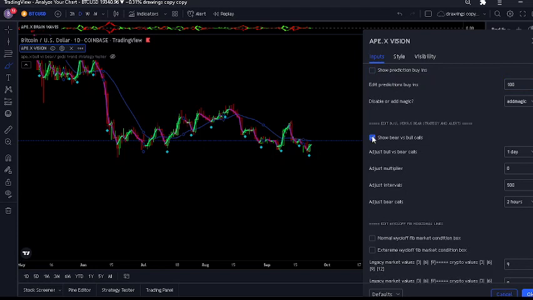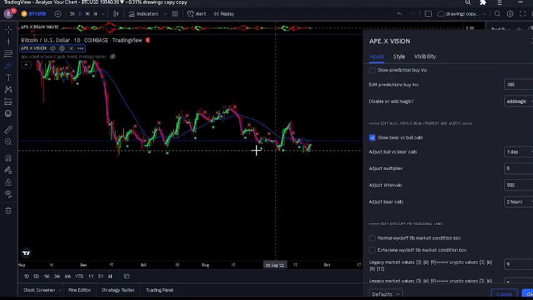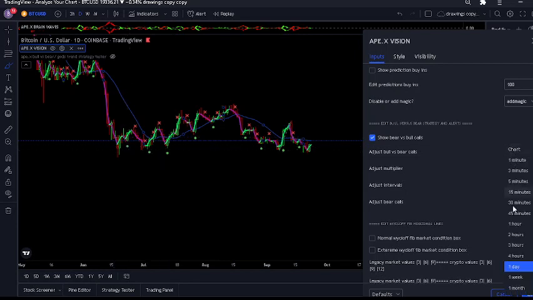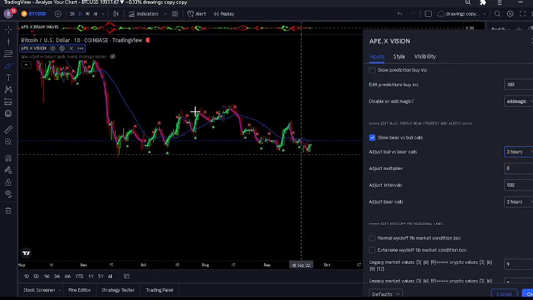Now we're going to move on to the bears. Same thing. You get bear call and market entries. You can edit the time or the calls right here. You can also play with the values of it.